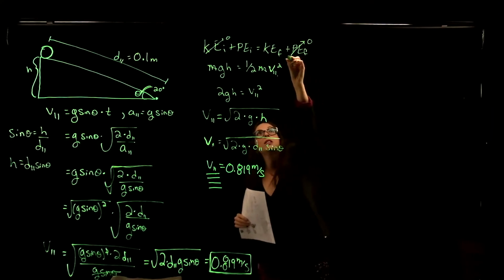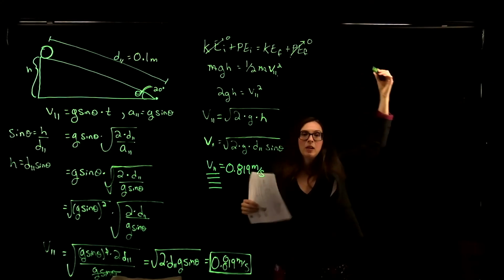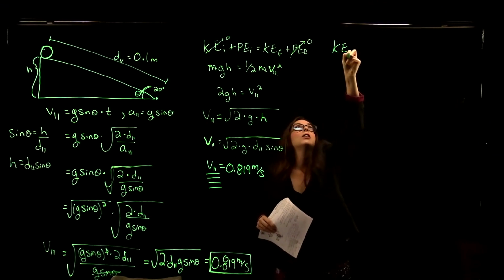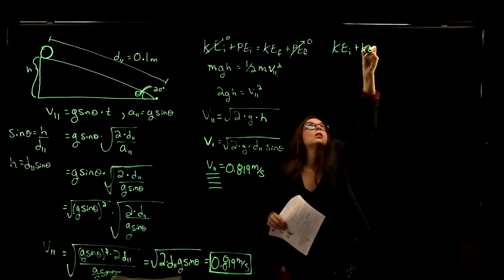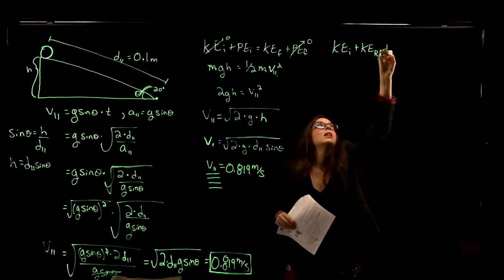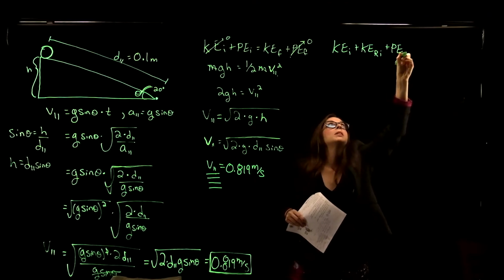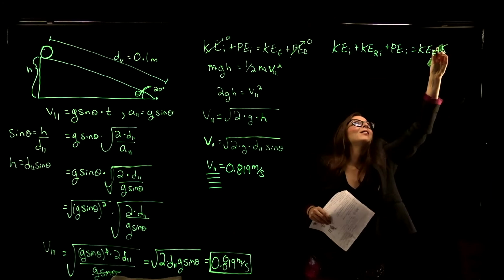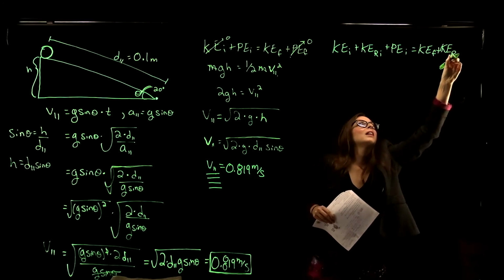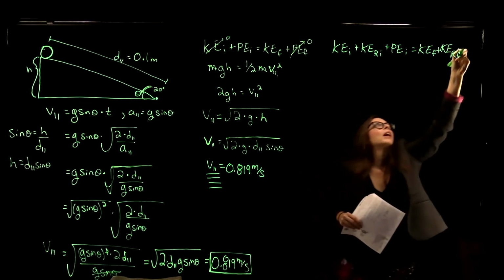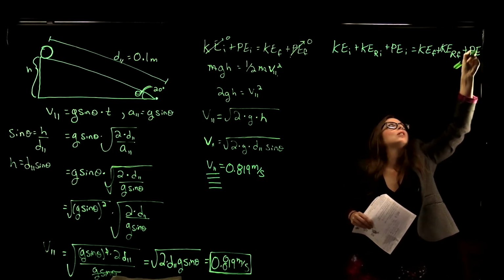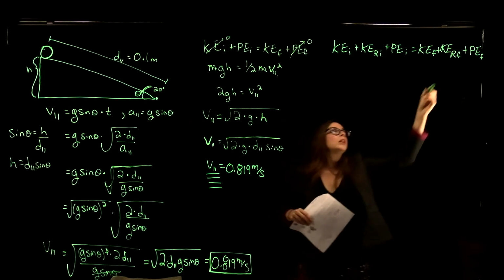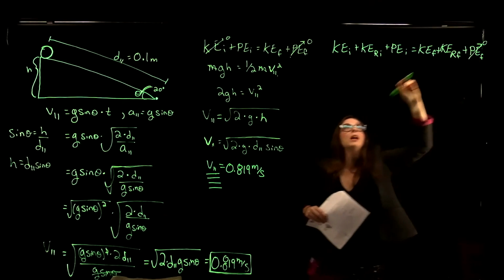So we can still use this, but now this time we have to take into account rotational kinetic energy. So we've got our initial kinetic energy plus our initial rotational kinetic energy plus our initial gravitational potential energy equals our final kinetic energy plus our final rotational kinetic energy plus our final gravitational potential energy. So our final gravitational potential energy will be 0 when we're at the bottom of the ramp.